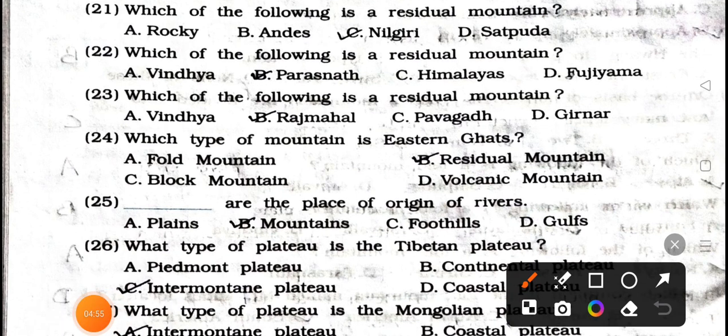Which of the following is a residual mountain? A, Vindhya. B, Parasnath. C, Himalayas. And D, Fujiyama. Answer is option B, Parasnath.